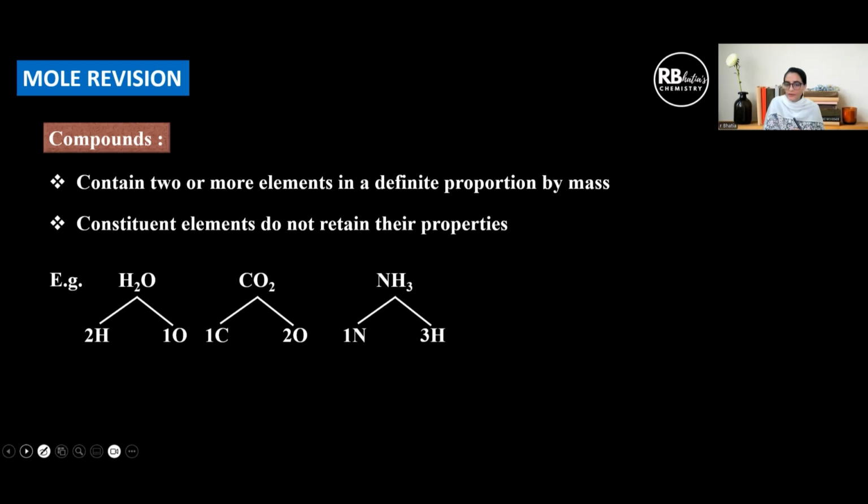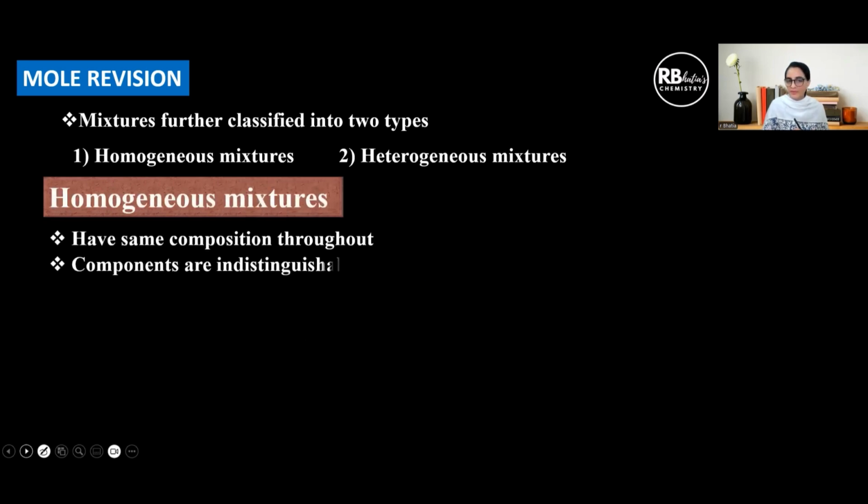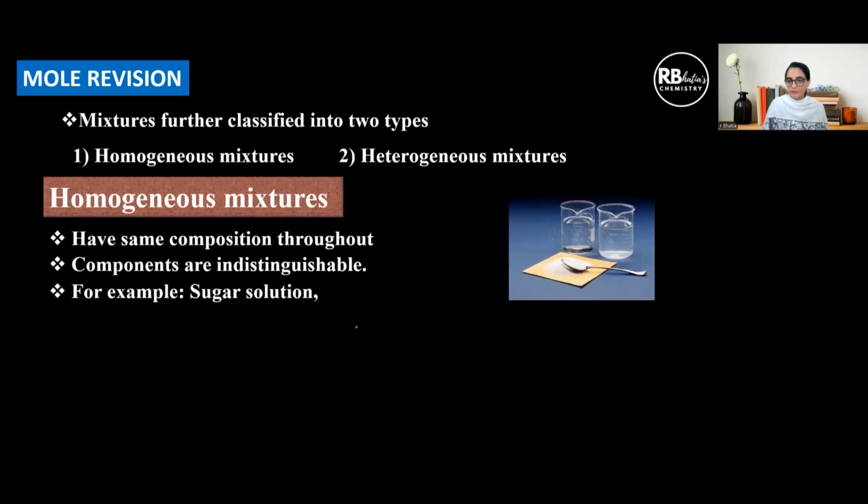Similarly, nitrogen and hydrogen are odorless gases. When they combine, they form ammonia, which has a specific ammoniacal smell. So the characteristic properties of the elements are lost when a compound is formed. Mixtures are further classified into two types, as we've already discussed. Homogeneous means same composition throughout. Components are indistinguishable, for example sugar in water. When sugar dissolves in water, we cannot see sugar molecules in that sample of water.